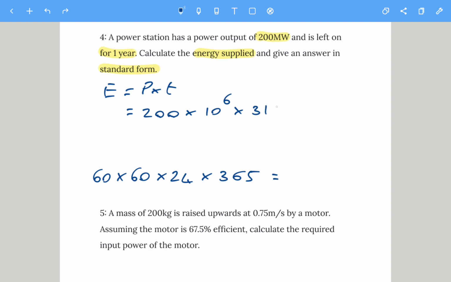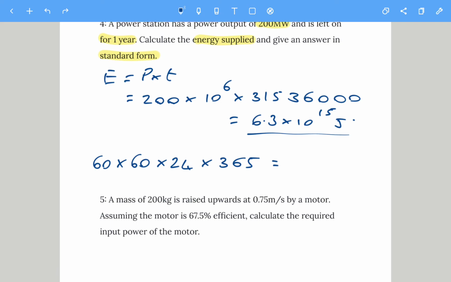So we're going to times by 31,536,000. And then we're going to multiply that number by 200 times 10 to the 6, the power output. And we will get 6.3 times 10 to the power of 15 joules. Well done if you got that.